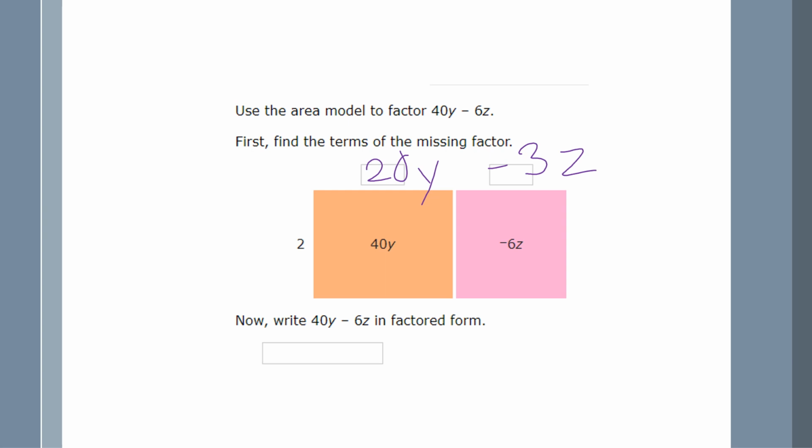And believe it or not, this is pretty much already in factor form for you. So all this right here is all factor form. Because the greatest common factor of both 40 and 6 is 2. And you could list the factor trees if you need.